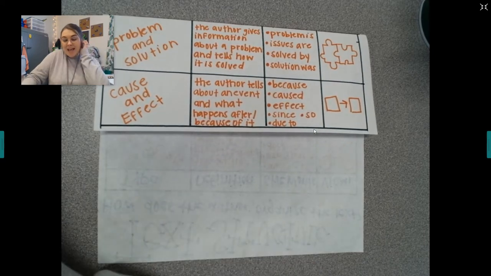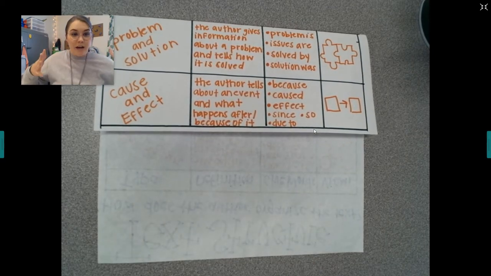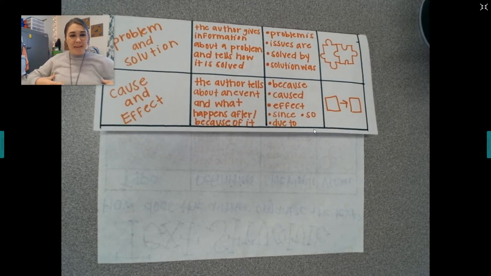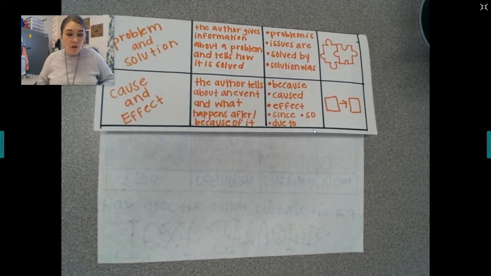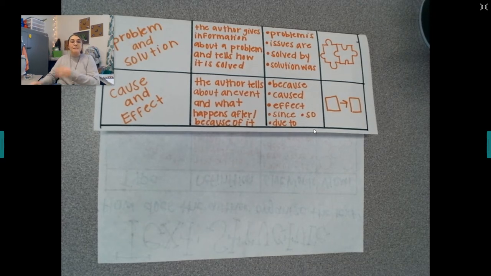So let's say I fell down. The event that happened was I fell, right? The effect it had on me, on Miss Simpson, on my body, was my knee, like say my knee is bleeding.